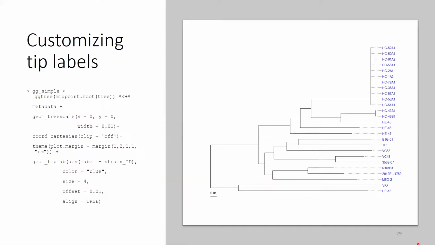And so it looks something like this. So you can see that they're all aligned, so it's a lot easier to read. This is the dotted leader line I was talking about. The scale is there in the bottom left corner. So it's starting to look pretty good. And I also assigned it to a new object called ggSimple because I'm satisfied with this as our basic tree.